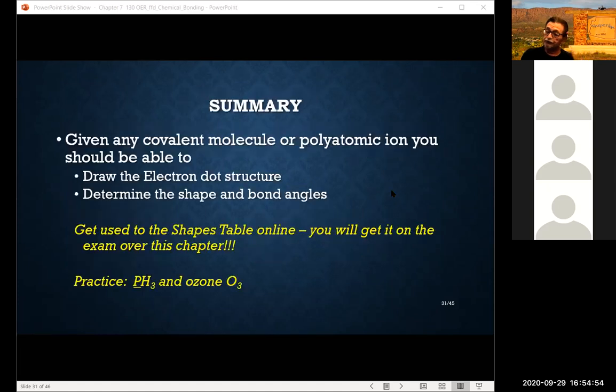Okay, so to summarize all this, be able to draw the Lewis electron dot structures of any covalent molecule or polyatomic ion that you are given. Then from that structure, using the general formula and the shapes table, you should be able to determine the shape and the bond angles. If you haven't downloaded the shapes table, please do so. You're going to use that quite a bit.